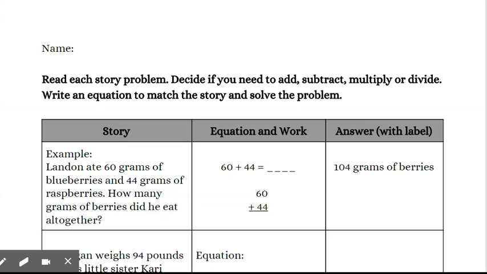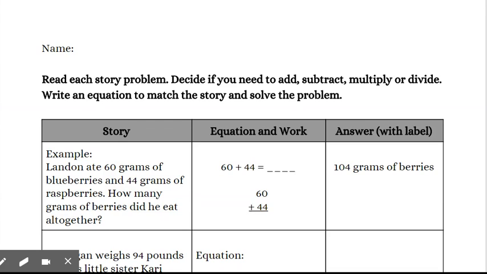All right, if you don't have your packet open to the page about weight story problems, please pause and go find it. All right, let's go ahead and get started. We're going to do the front side together. So let's start by looking at the example.